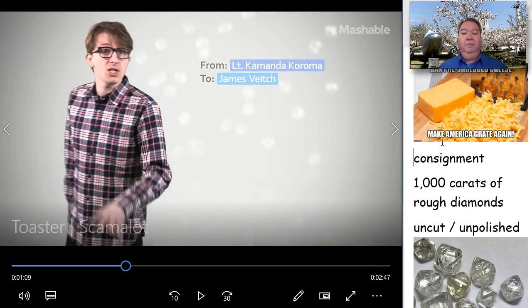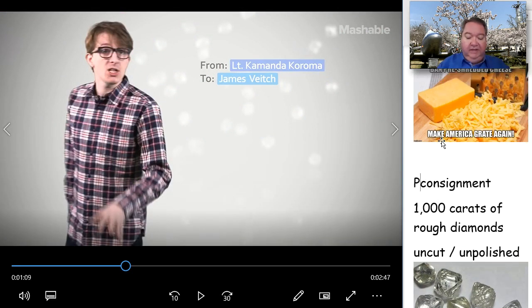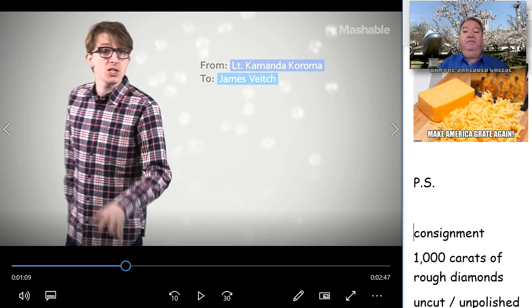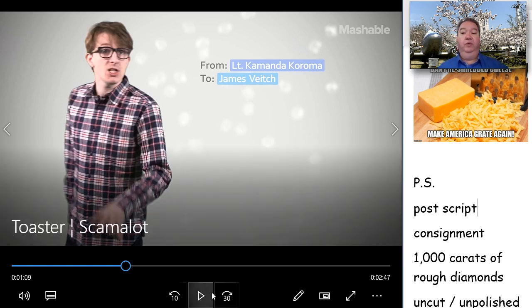P.S. You'll often see at the bottom of a letter, like after the signature line, at the very bottom. P.S. means postscript. Script is something that's written. Post is after. So a postscript is something that you write after the main letter. And you'll often see that in personal letters, even business letters, sometimes emails. It's usually something that you think of after you have actually written the main part of the letter.